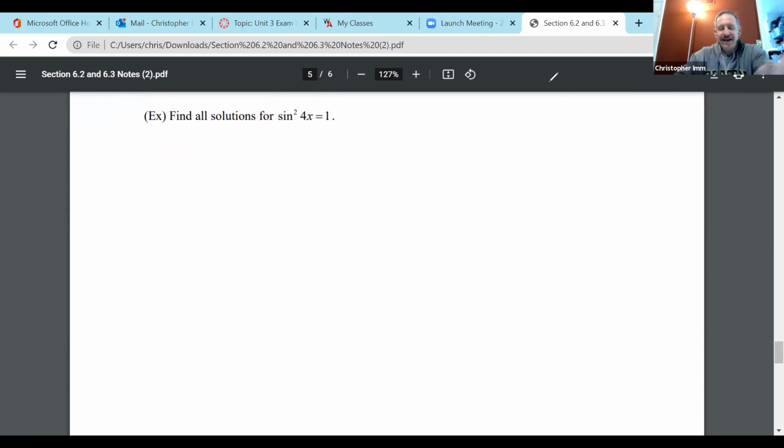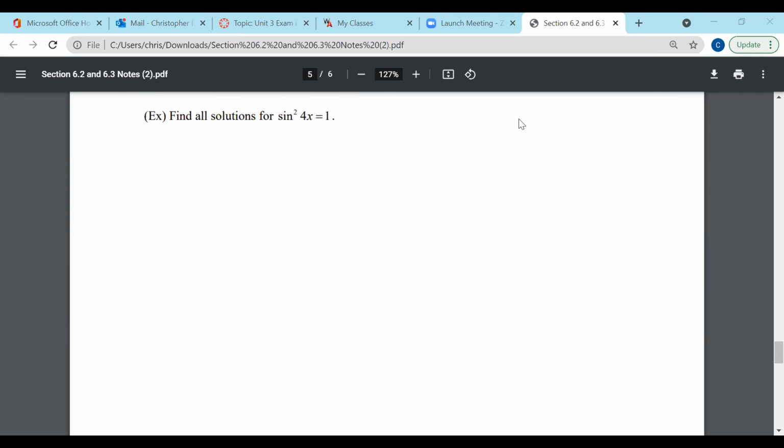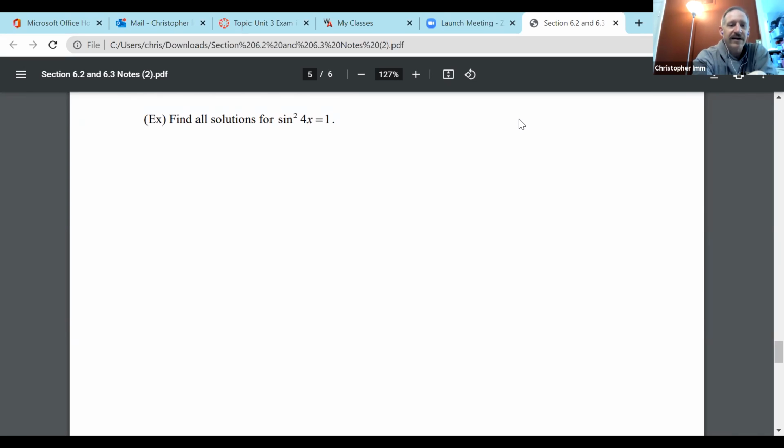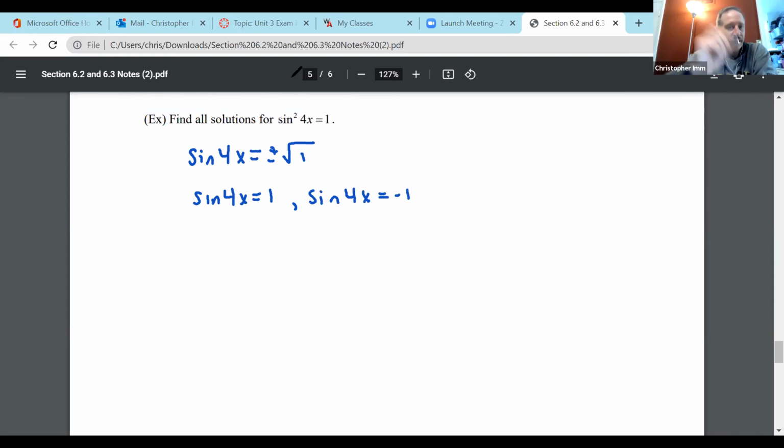So this one we have a quadruple angle, and we have this squared. So this would lend itself to either the quadratic formula or the square root method to solve for the sine. So I can actually just go ahead and take the square root of both sides. So when I take the square root of both sides here, I'll have sine of 4x is equal to plus or minus the square root of 1. So sine of 4x is equal to plus 1, and sine of 4x is equal to minus 1. Okay.